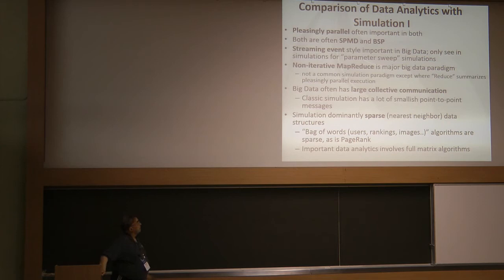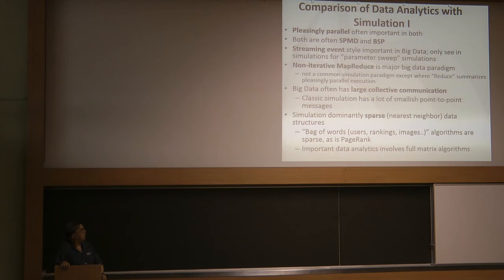Another key difference between simulation and big data is that simulation nearly always involves sparse data structures. That's because simulations typically come from taking partial differential equations and discretizing them, and as soon as you discretize a partial differential equation, you get a sparse matrix corresponding to the finite difference form of the differential operator. Even if you have particle dynamics problems, with lots of particles interacting with each other, Mother Nature has its particles interacting typically with short distance forces. Or if they have a long distance force like the Coulomb force, it's rather well controlled.